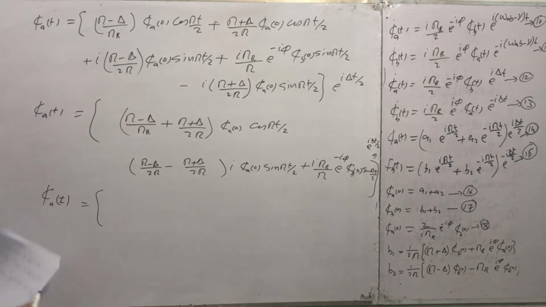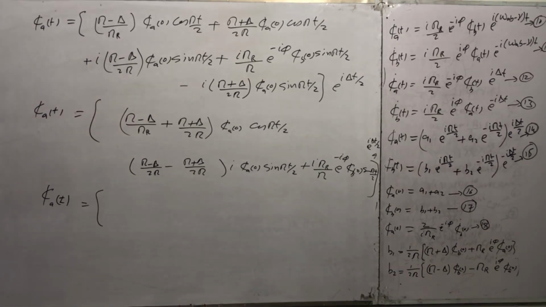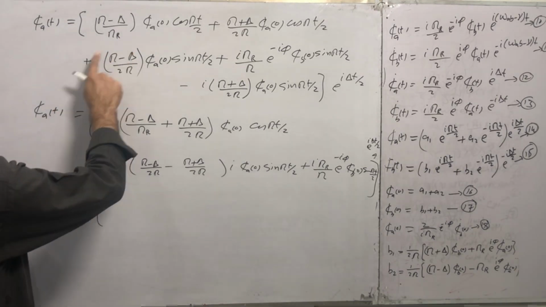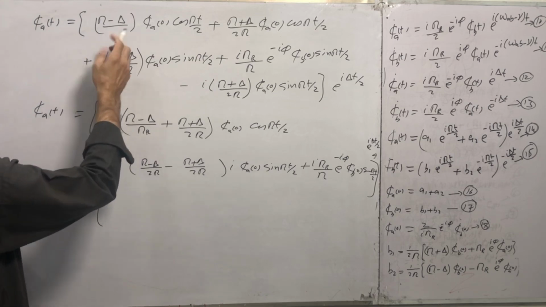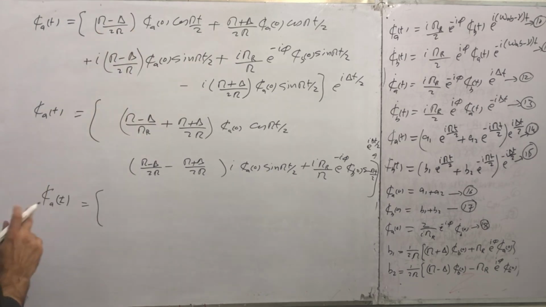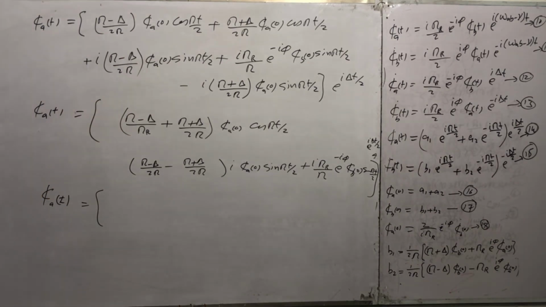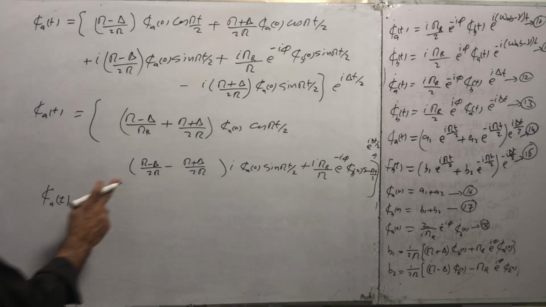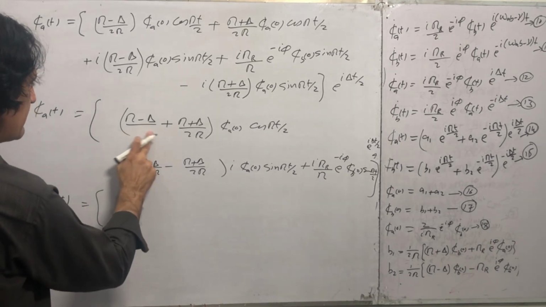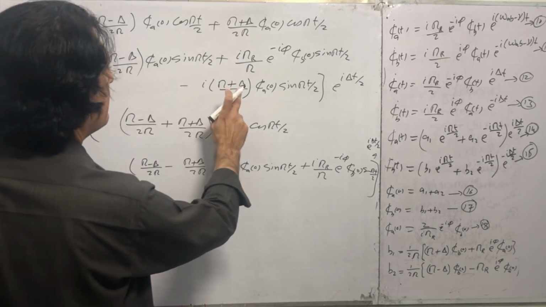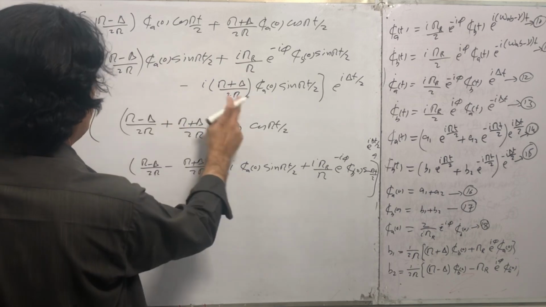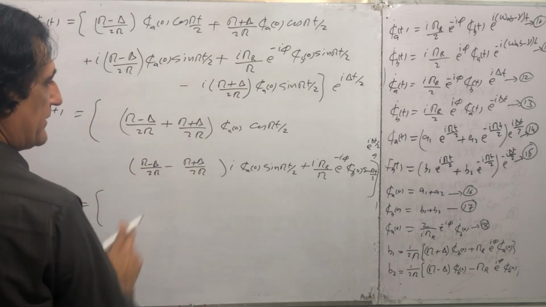Here one thing is missing. This is not Ω_R, but this is 2ω. This is 2ω, sorry. And also here, this is also 2ω. So yes, this is 2ω, 2ω and 2ω.